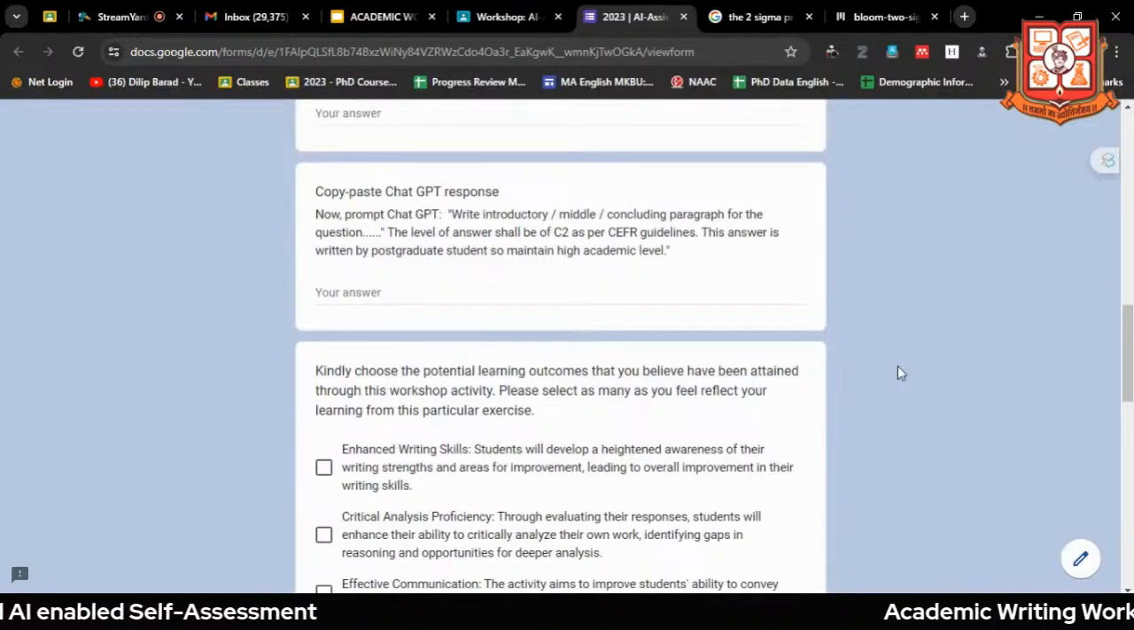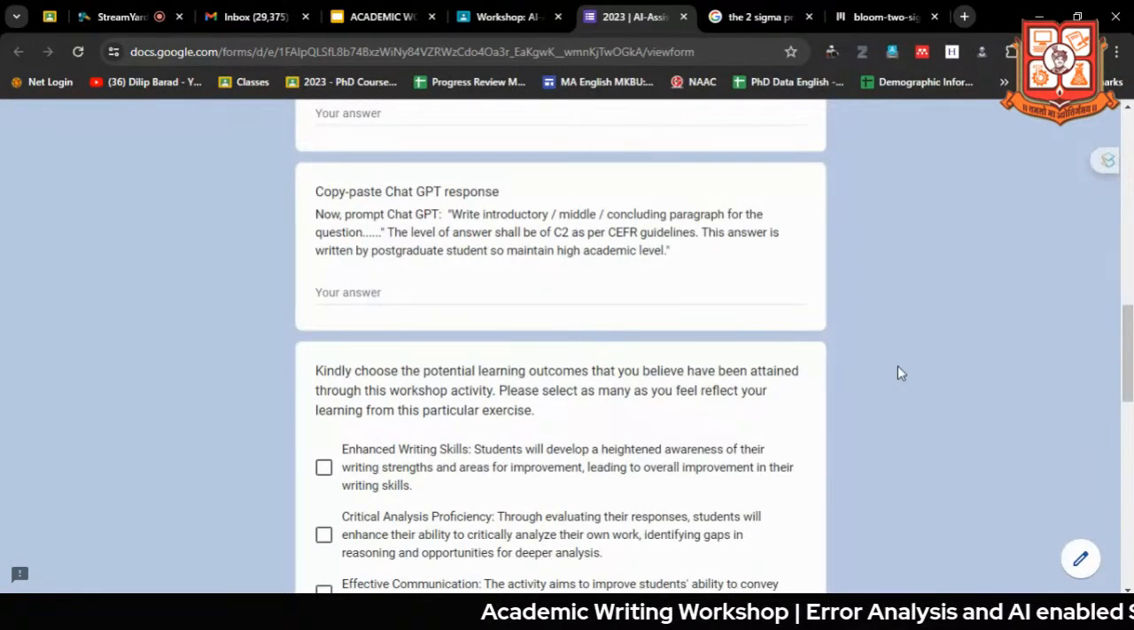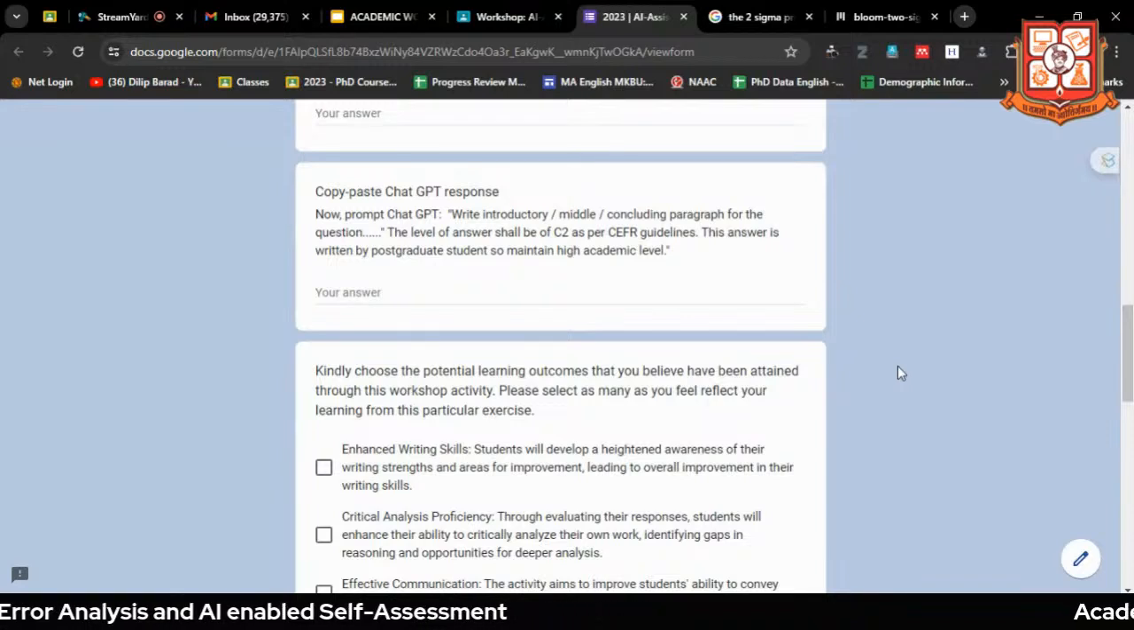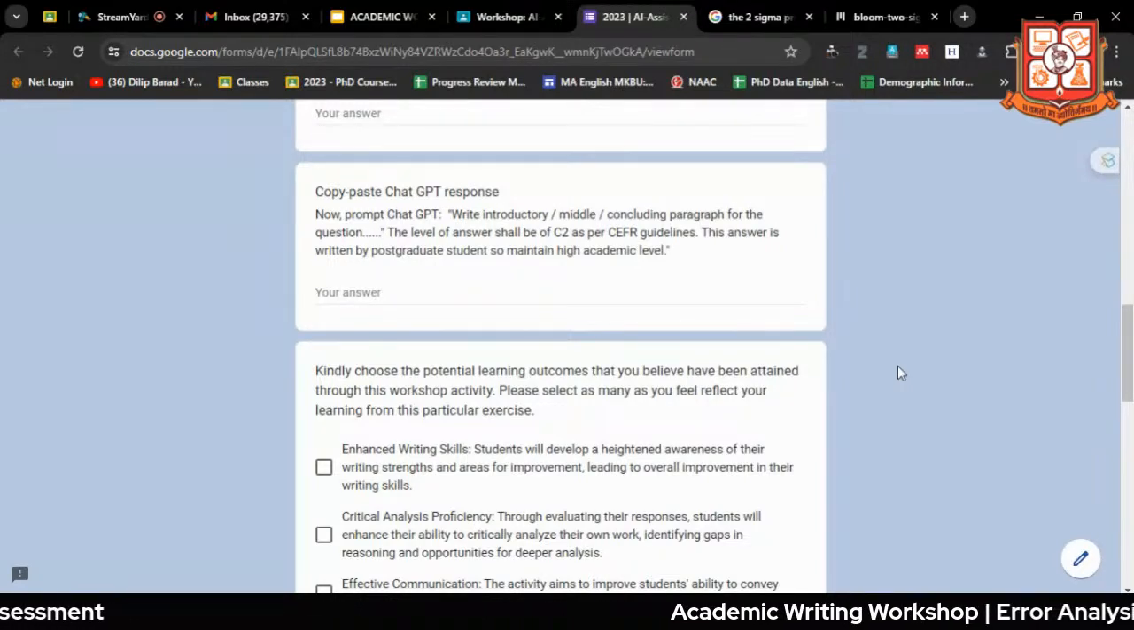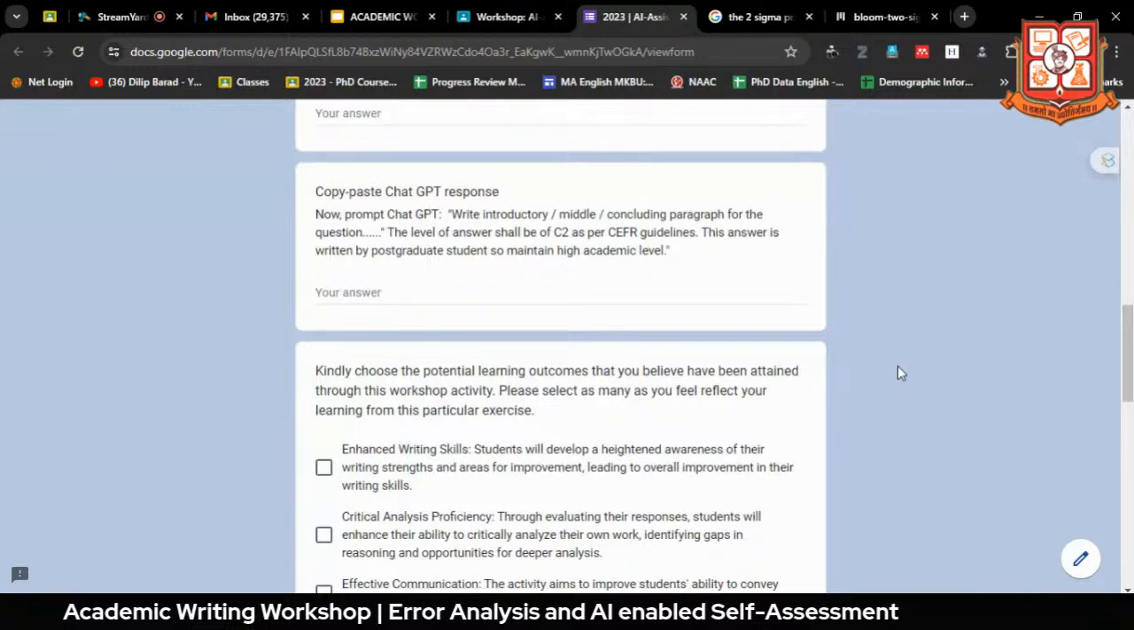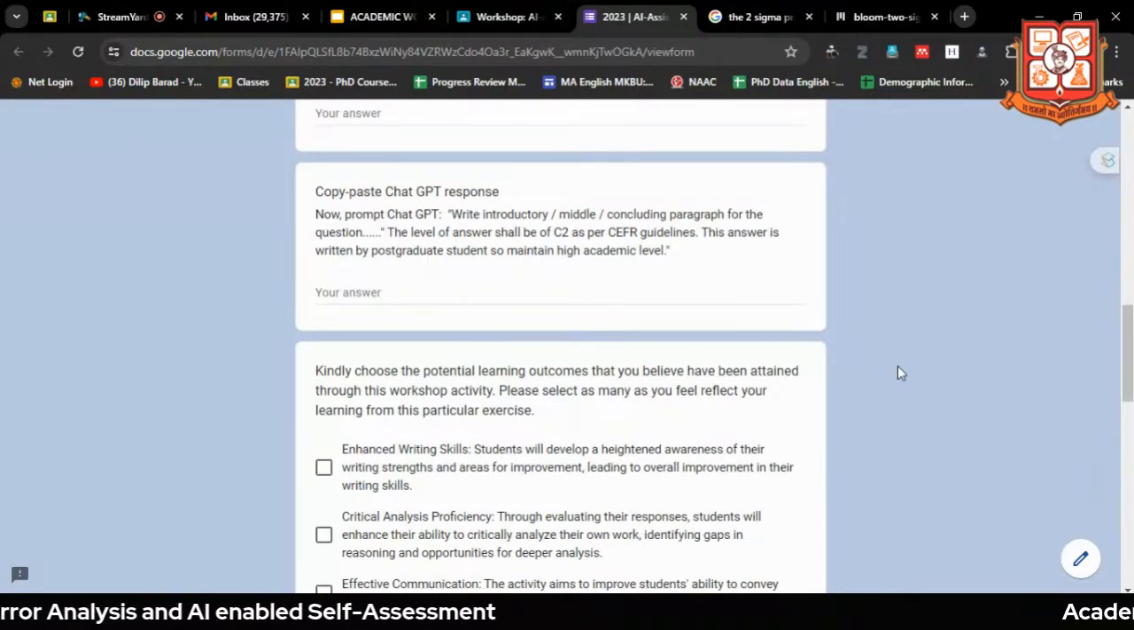Then now from ChatGPT, write the introductory or middle or conclusion paragraph, whichever you are working on. The level of the answer shall be C2 as per CEFR guidelines. This answer is written by postgraduate students, so maintain a high academic level. So we'll tell ChatGPT this, and ask it to rewrite the response generated earlier for this level. Whatever you get, again you post here.